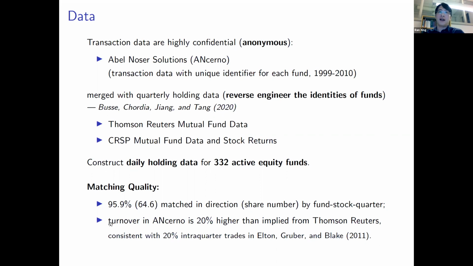And then we also compare the turnover in Abel Noser data with the implied turnover from the Thomson-Reuters holding data. We see that the turnover, or trading amount, implied from Abel Noser is 20% higher, which is consistent with the 20% intra-quarter round-trip trades documented in Elton, Gruber, and Blake 2011, and also consistent with other papers using Abel Noser, like Puckett and Yan 2011. They also show around 20% intra-quarter round-trip trades.